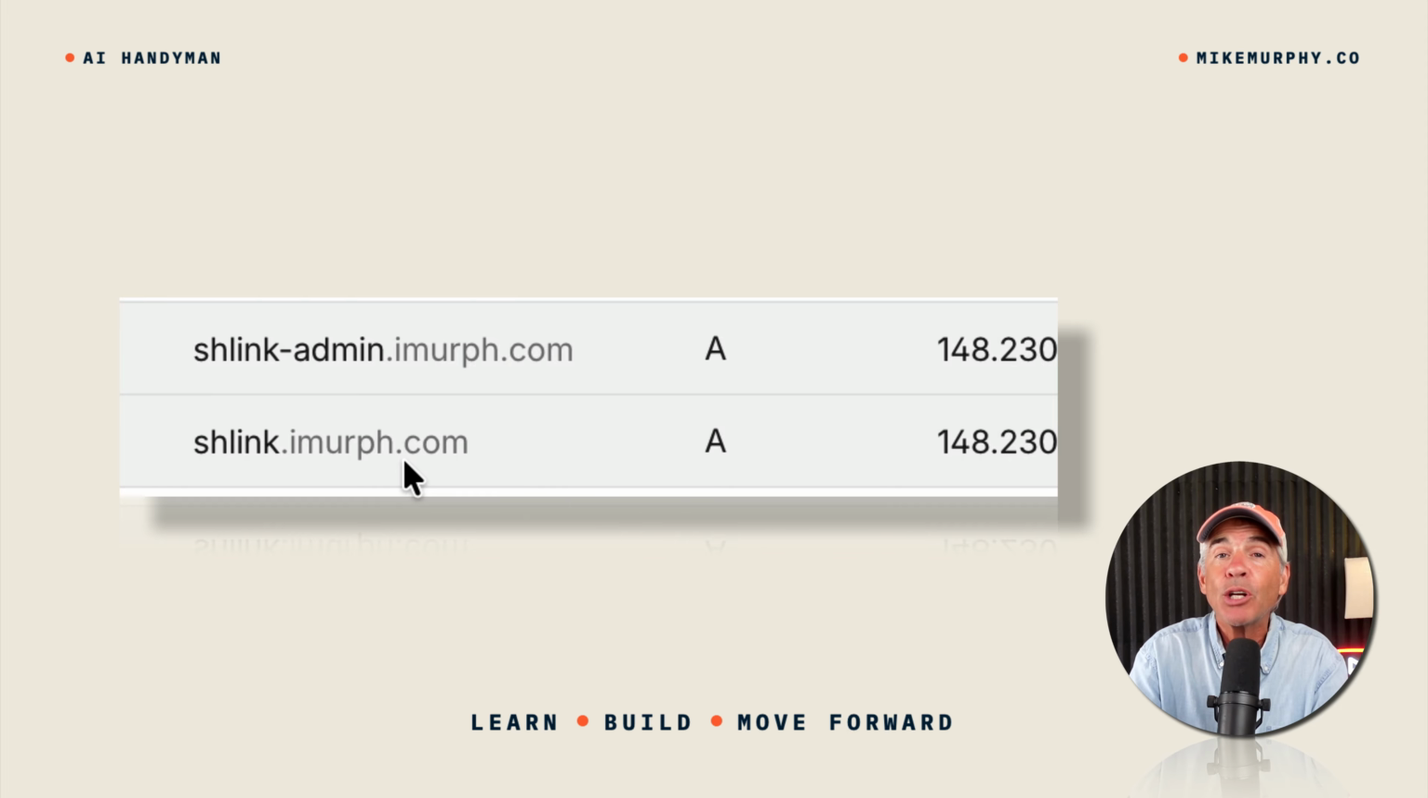That goes to the Shlink API. It doesn't actually open up a web page, but that is necessary in order to use Shlink. And then I added the Shlink admin, so it's shlinkadmin.imurph.com. That takes me to the web interface so I can interact with Shlink and create custom links. You point both of these to the IP address of your VPS.